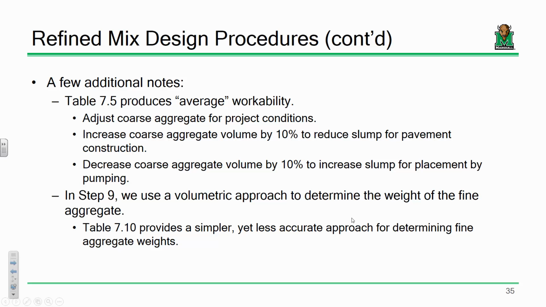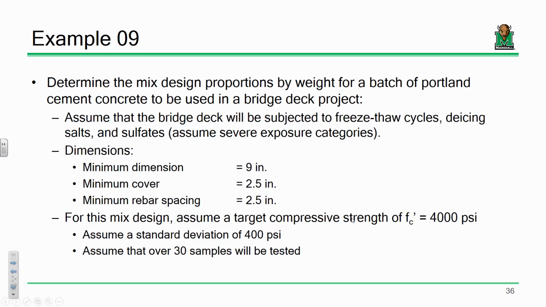Now in step 9, we used a volumetric approach to determine the weight of the fine aggregate. I think that's the more appropriate way, and that's what we're going to be doing for mix designs in our class. If you open up your textbook and look at Table 7.10, Table 7.10 provides a weight approach to do that. I don't really like it. I think this is a little better. I think it's more refined. But if you're going through your book, you're like, what the heck is Table 7.10? Table 7.10 is a way to determine how much sand goes into your mix, but it does it from a weight standpoint. And I think the volume approach is a little more appropriate. Everybody okay with this so far?